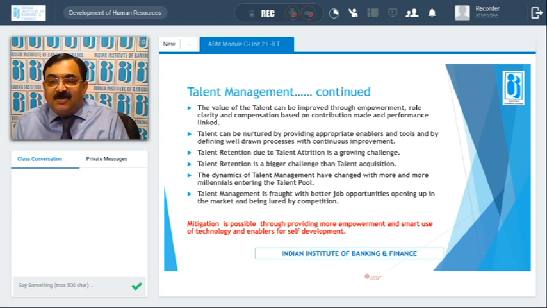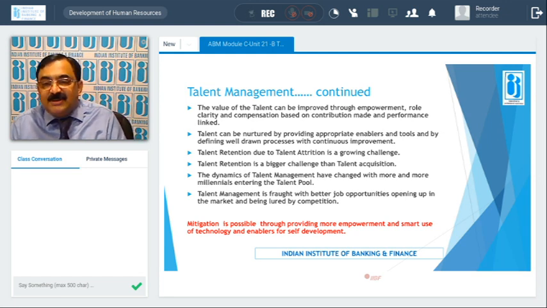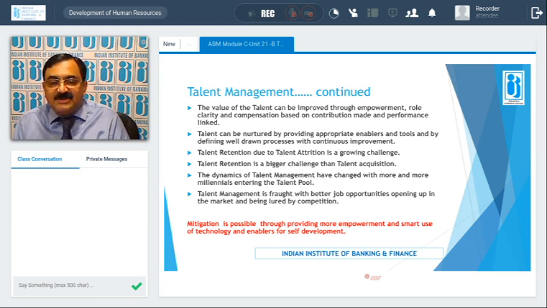Now, talent management is fraught with better job opportunities today because of competition and new players entering the market in any kind of activity, be it financial services also. So there are better job opportunities opening up in the market, and therefore they get lured by the competition. It could be because of better technology being used, faster processes being used. Also, it could be due to better salaries being offered. And so those subjective elements get into the thought process, and some of the talent is lured by the competition, and this is one of the reasons for the attrition which is happening today.